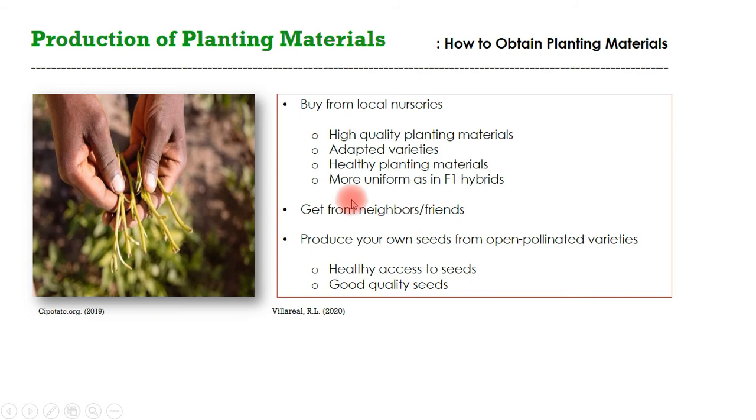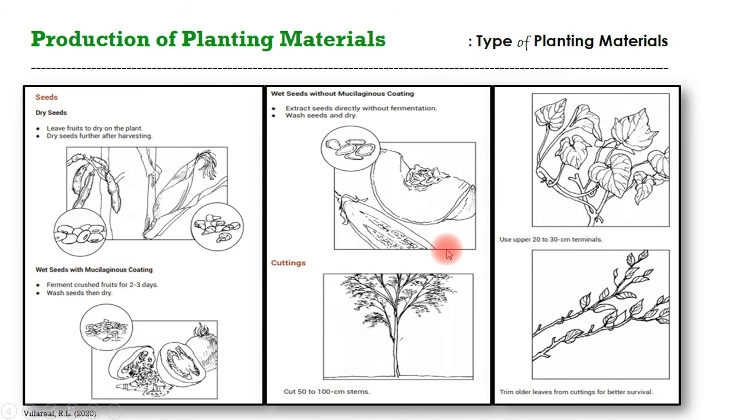You should also consider getting planting materials from neighbors or friends, and produce your own seeds from open pollinated varieties. So make sure that the stocks or planting materials are healthy, with access to seeds of good quality. Now, the types of planting materials: we have the seeds.